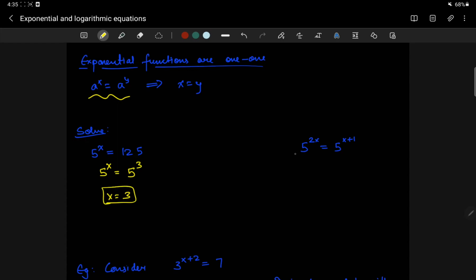Similarly, if I know that 5 to the 2x equals 5 to the x plus 1, then the exponents must be the same. So 2x must be x plus 1, and then it becomes an equation that we know how to solve.